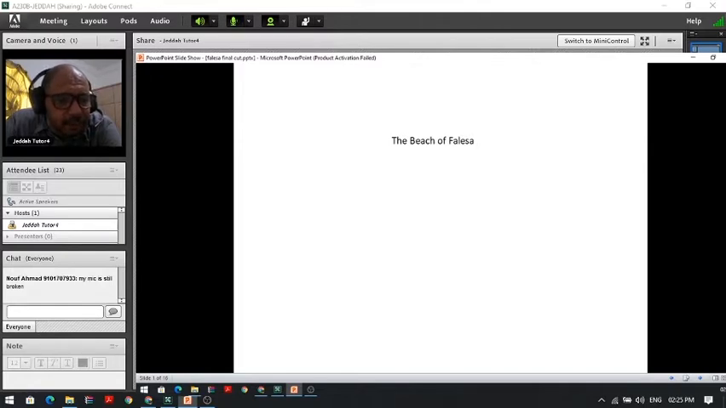Remember, we have taken two novels so far that represent England in the Victorian age. We have taken Emily Bronte's Wuthering Heights, and we have taken The Sign of Four, and these are two different genres.